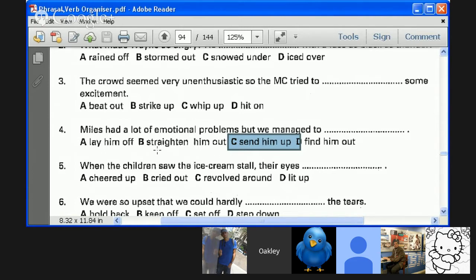Lay him off. No, you lay him off. That means you're not exactly going to fire him, but you're going to tell him there's no position for him in the company and he has to go. He's no longer working. But it means to stay at home to have some break, no?